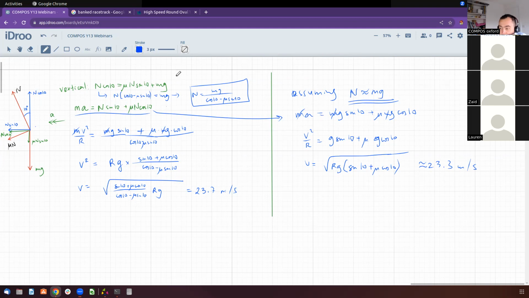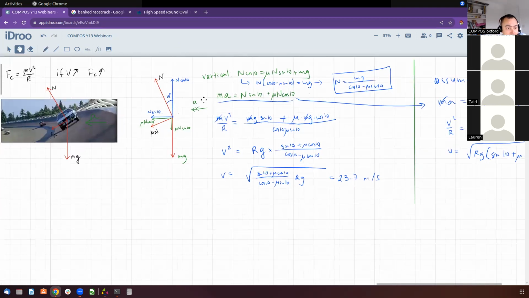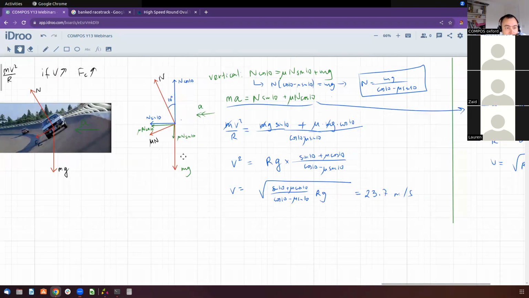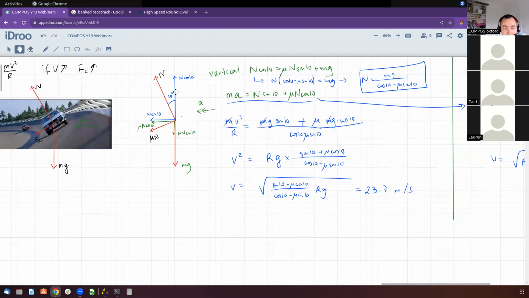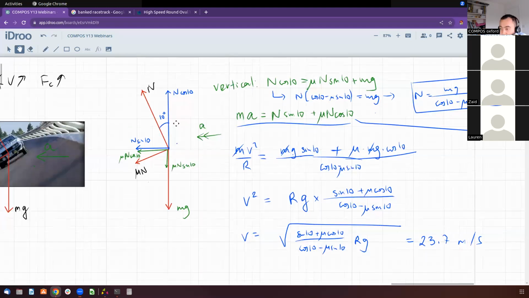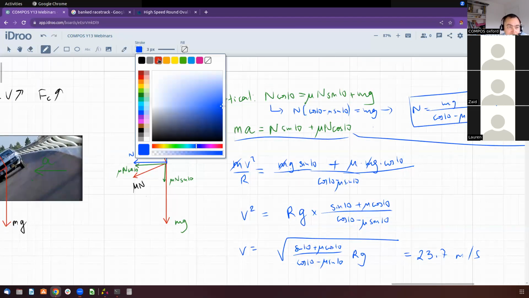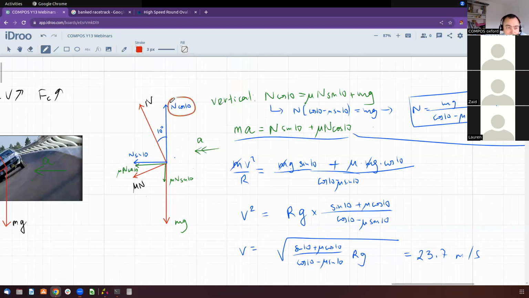Why is n not equal to mg cos 10? Why would it be equal to mg cos 10? If the vertical forces have to be balanced, the vertical forces are equal to the horizontal forces. Newton's first law. This force plus this force and this force, they have to be balanced. So mg plus mu n sine 10 is equal to n cos 10. And you can work out n from this equation. Does that make sense, Ben?